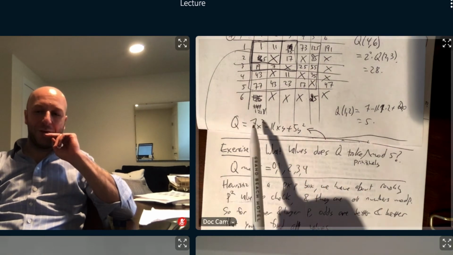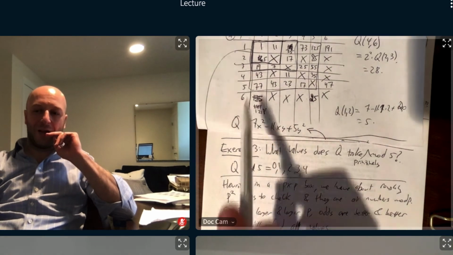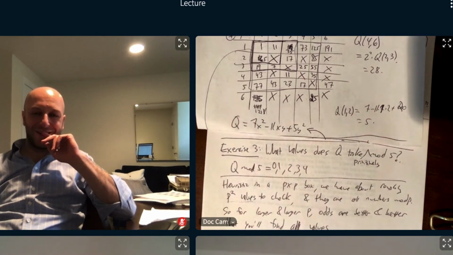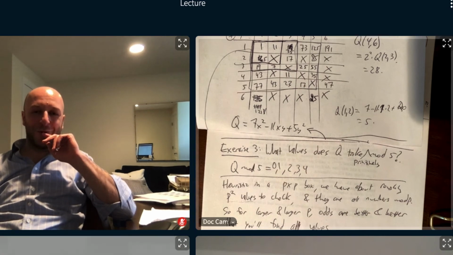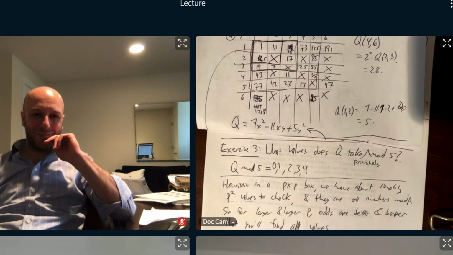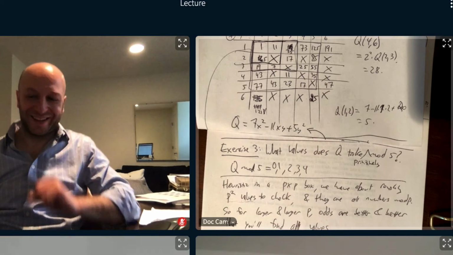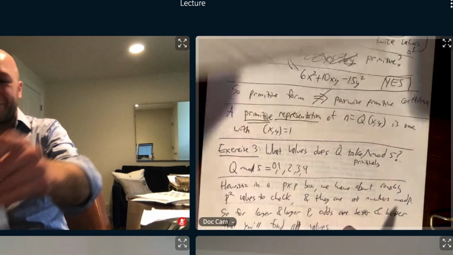We kept Q the same, and we changed the values of X and Y. This was a crucial moment in people's understanding. Sarah? Yes, exactly. So here's a crazy idea.